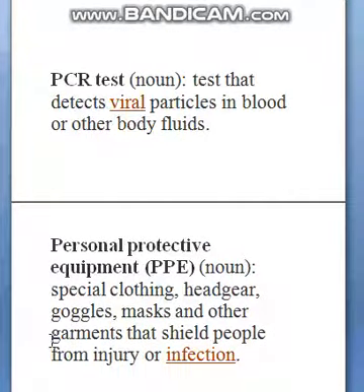Personal protective equipment or PPE kits, we say, special clothing, headgear, goggles, masks, and other garments that shield people from injury or infection. Much of the PPE worn by doctors and nurses has to be worn once only and destroyed after the use.